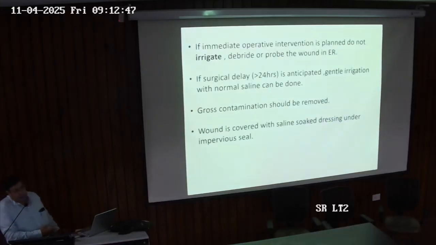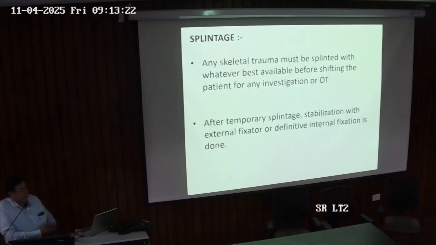If immediate operative treatment is not possible, as the patient may have polytrauma involving more than 2-3 systems, then we must irrigate the wound. We wash the wound with saline so that all the debris and foreign tissue is removed. Then the wound is dressed and splintage is given.